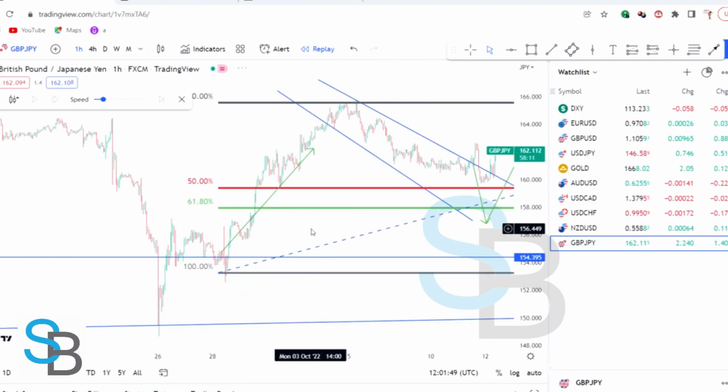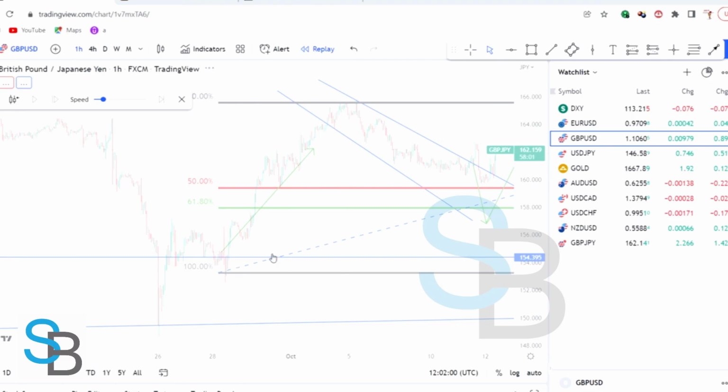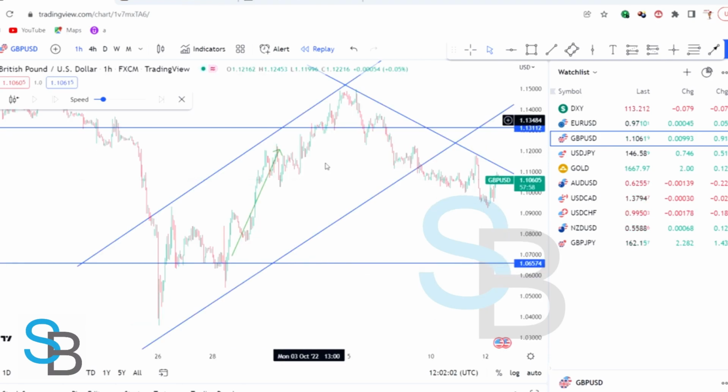But what if the market went against us? What if the market went against us? It means we'll be losing both GBP JPY and GBP USD because they are positively correlated.